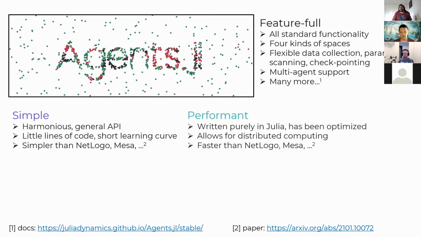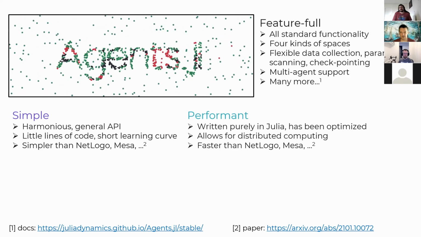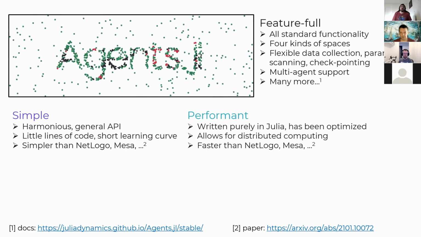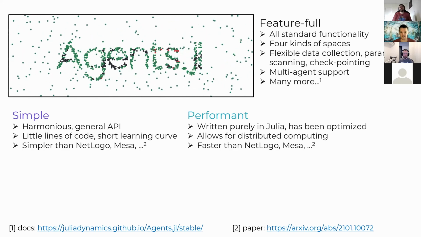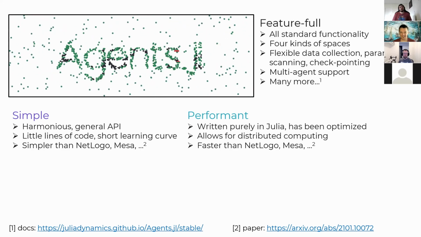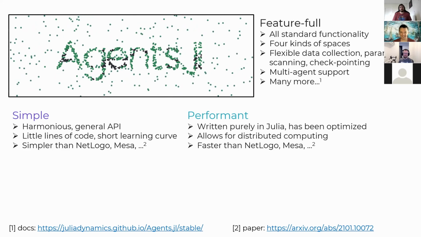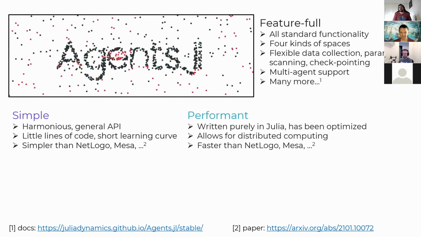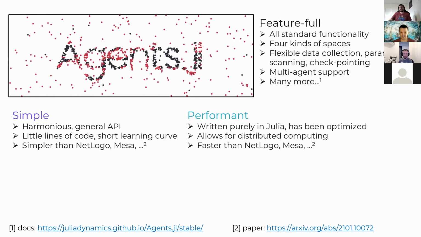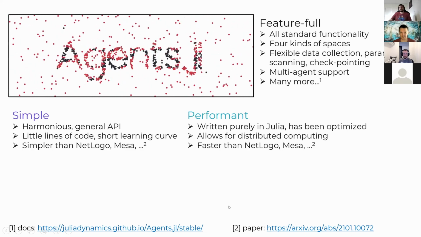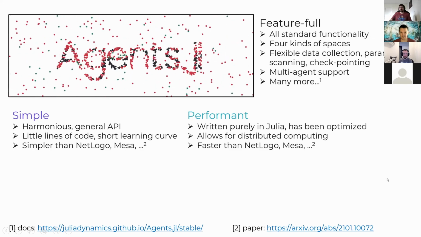The third property of Agents.jl is that it is fast. It is written purely in Julia, and besides this has also been further optimized to be as fast as we could make it. And besides this, it also allows for distributed computing, which is something you will see more in section 3 of this workshop. And it is in fact faster than NetLogo or Mesa, which once again is information you can find in our paper.